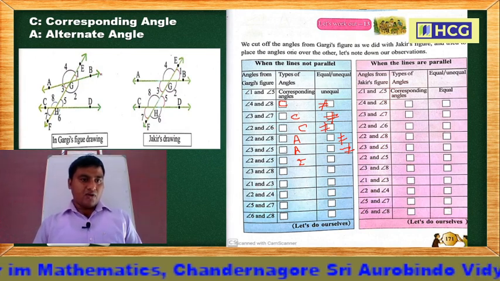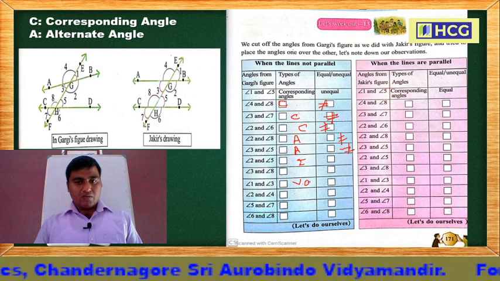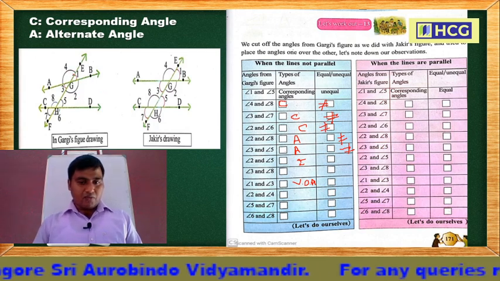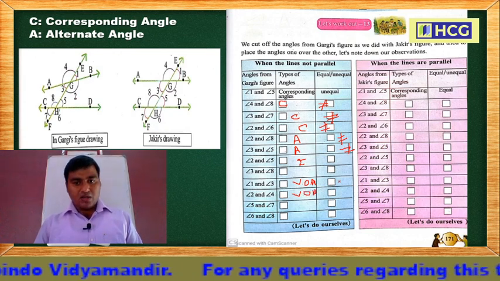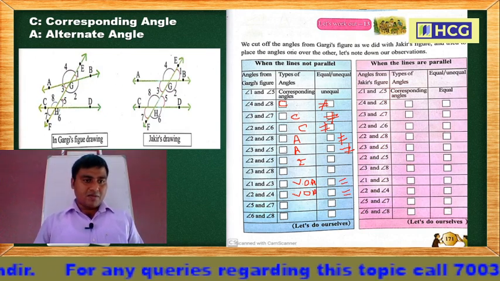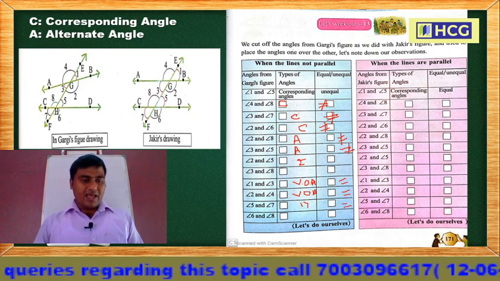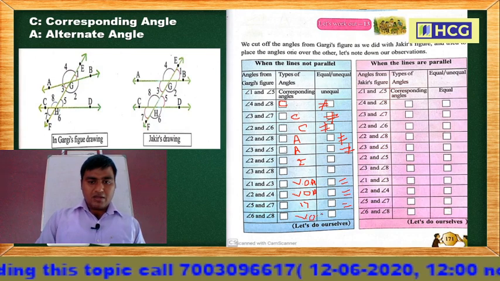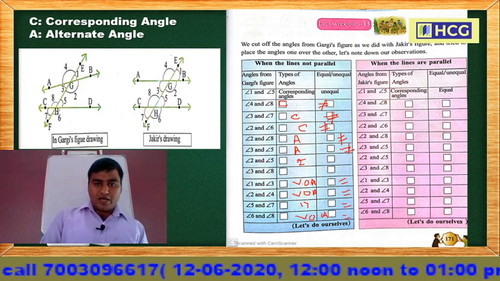Angle 1 and angle 3 are vertically opposite angles. Angle 2 and angle 4 are vertically opposite angles. Vertically opposite angles are always equal. Angle 5 and angle 7 are vertically opposite angles, equal. And angle 6 and angle 8, both are vertically opposite angles, and vertically opposite angles are also equal.